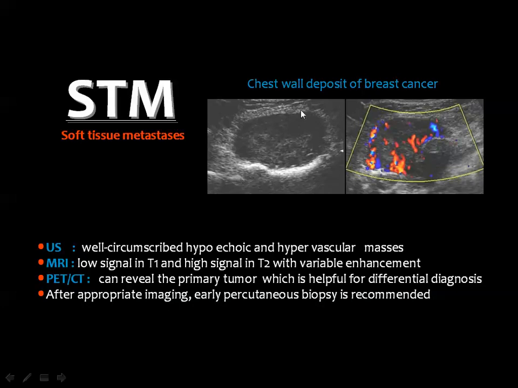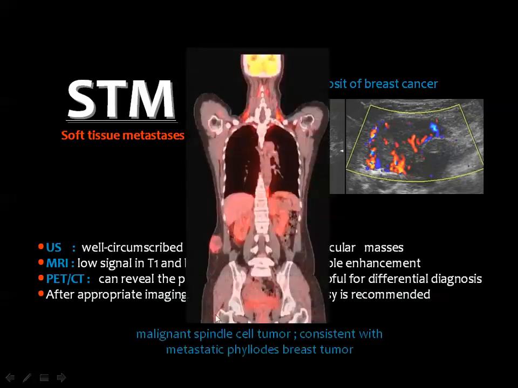The diagnosis is somewhat easy if you know that the patient had a primary malignancy. If you see a mass in the chest wall and on Doppler study you can see extensive hypervascularity, and the patient is known to have a breast carcinoma, then you know that this is a metastatic deposit. Ultrasound will show a hypoechoic hypervascular mass. MRI has no specific signal characteristics: low T1, high T2, and variable enhancement. PET scan will show the primary tumor, which may help in the differential diagnosis.